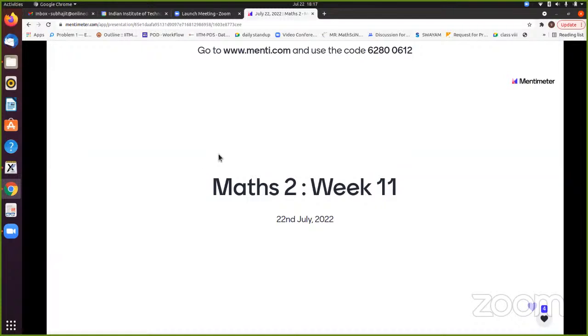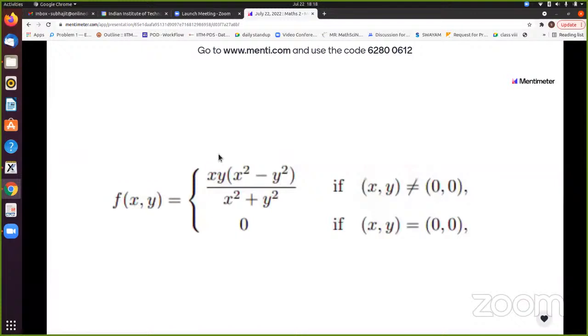f(x,y) equals xy times (x square minus y square) by (x square plus y square) when it is not at the origin, and otherwise it is 0. So I think you have seen this function. Now my question is, can you write down this function? I hope you have pen and paper with you. So please write down this function. Then I will ask the question related to this.